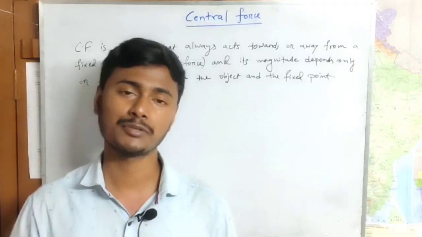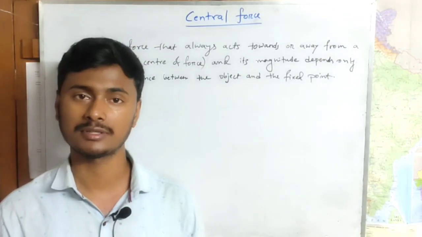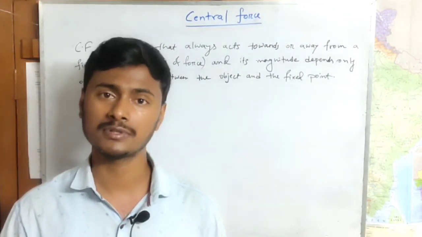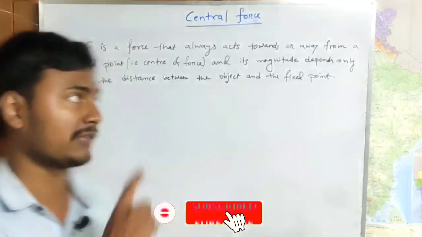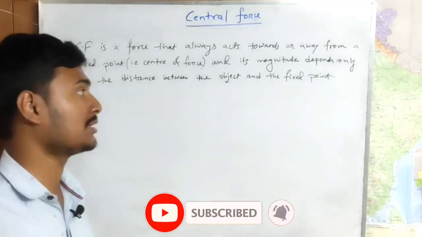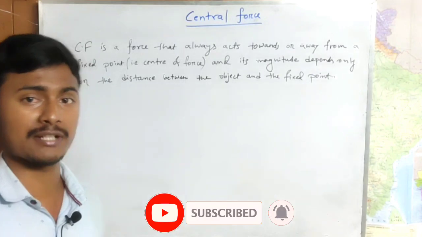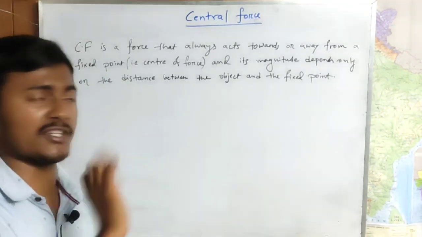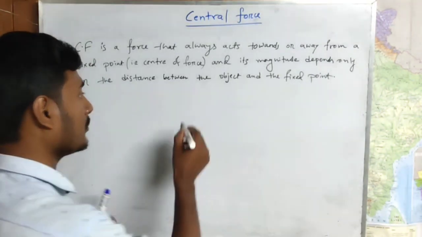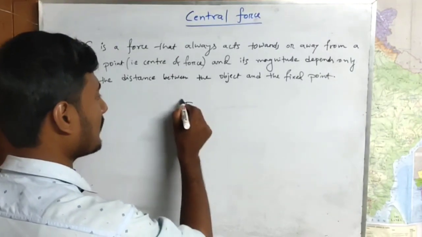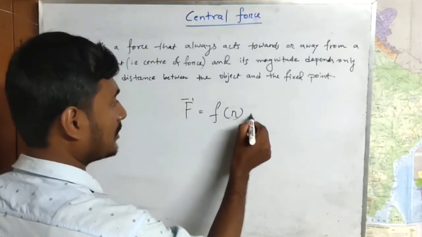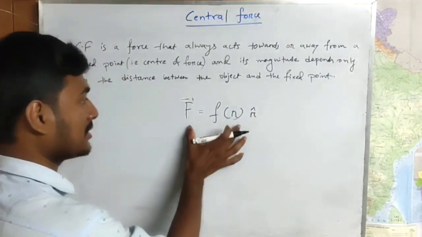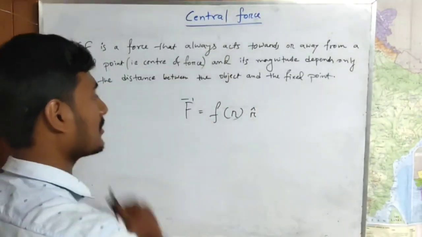First of all, we need to understand the definition of the central force. The central force is a force that always acts towards or away from a fixed point, and the fixed point is called the center of force. Its magnitude depends only on the distance between the object and the fixed point. Mathematically we can write that the central force F is a function of the distance r in the radial direction. This is the mathematical representation of the central force.